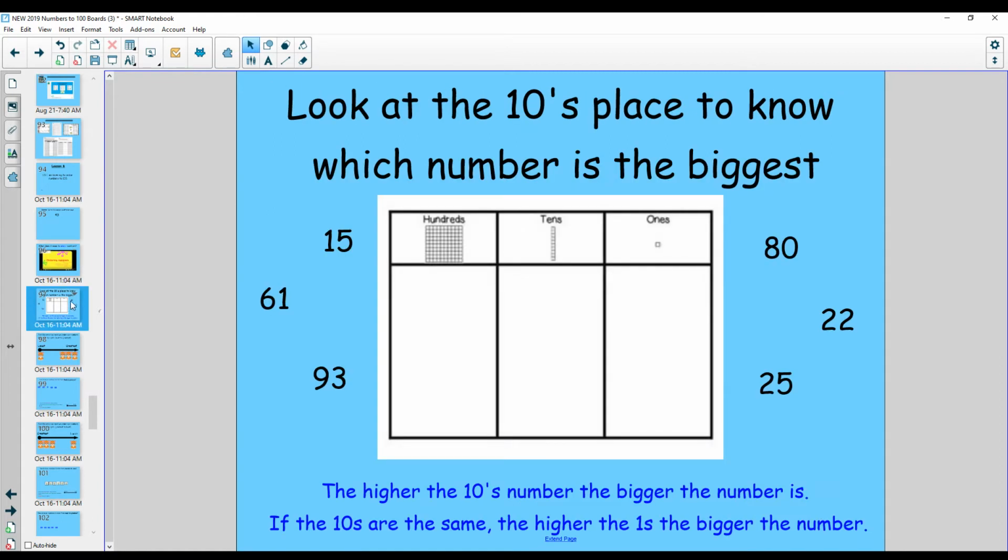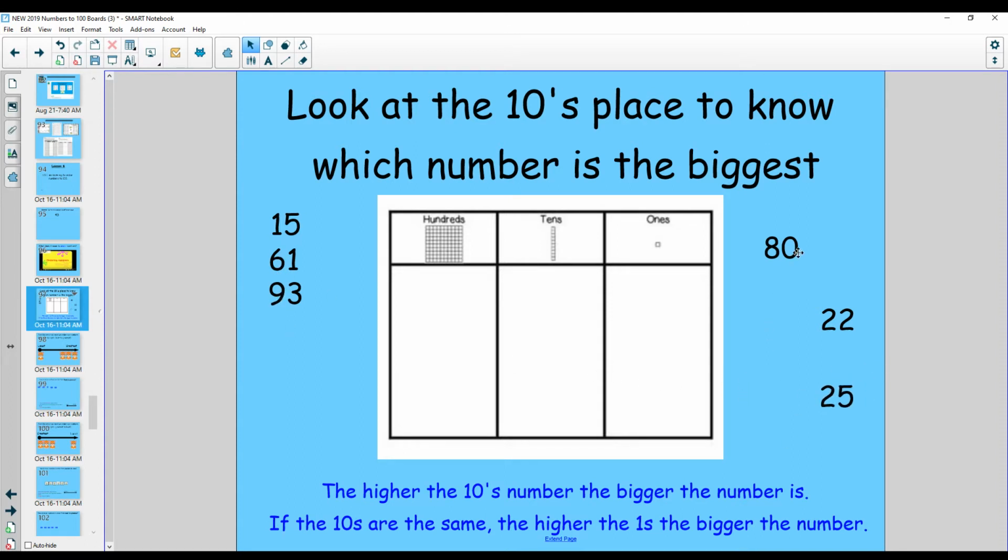So we have to look at the tens place to know which number is the biggest. Okay. Remember, we're working with two-digit numbers. So we have to look at the tens place. So, for example, if we look at this number 15 and 61, which one's bigger? 61, that's right, because the 6 is bigger than the 1, and they're in the tens place. How about 93? Well, 93 is bigger than 61 because 9 is bigger than 6.